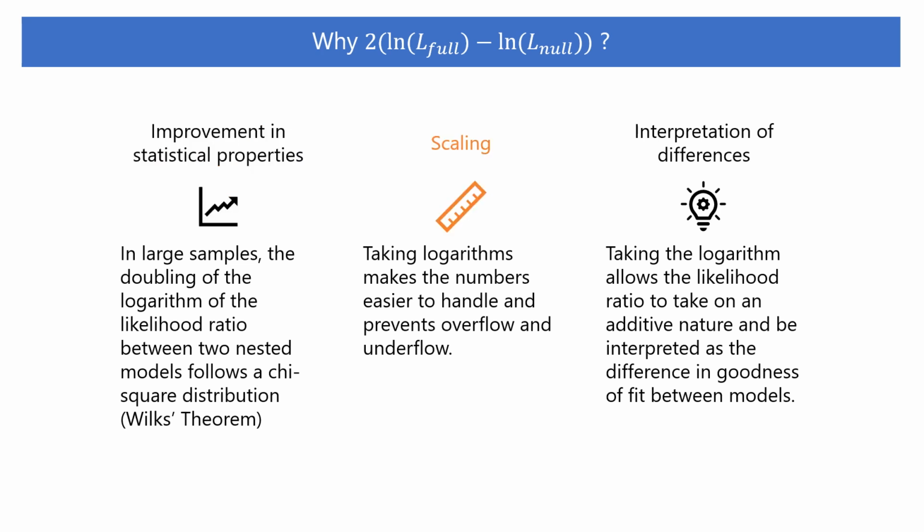The second is scaling. The likelihood itself is computed by the product and tends to be a very small number when the sample size is large. Taking logarithms makes these numbers easier to handle and prevents overflow and underflow. Third, it facilitates interpretation of differences. Taking the logarithm allows the likelihood ratio to take on an additive nature and be interpreted as a difference in goodness of fit between models. This transformation allows for a more intuitive understanding of the degree of model improvement.